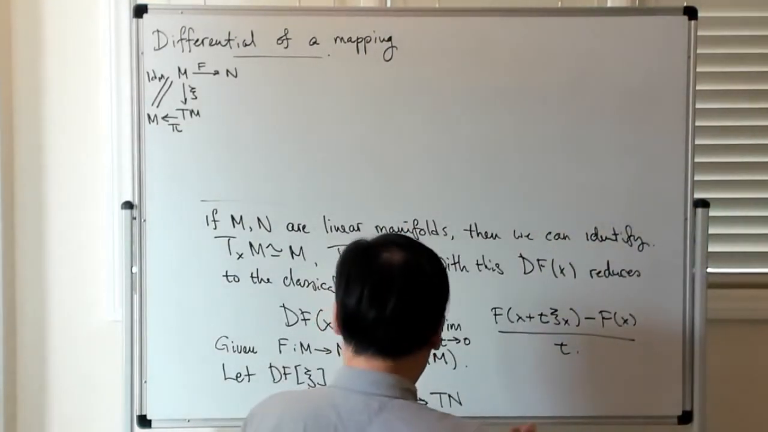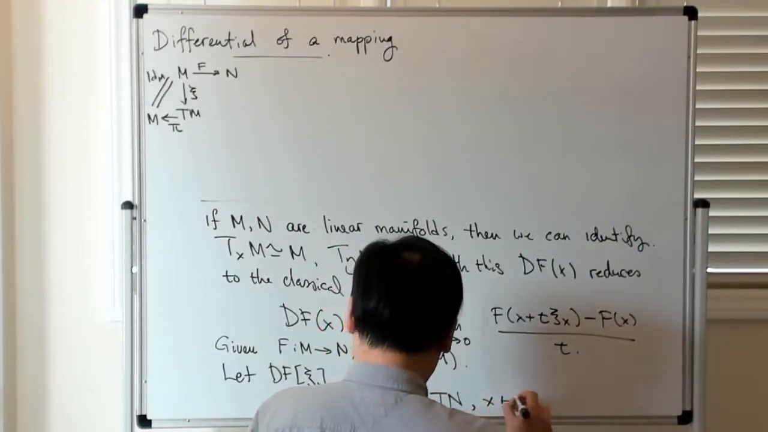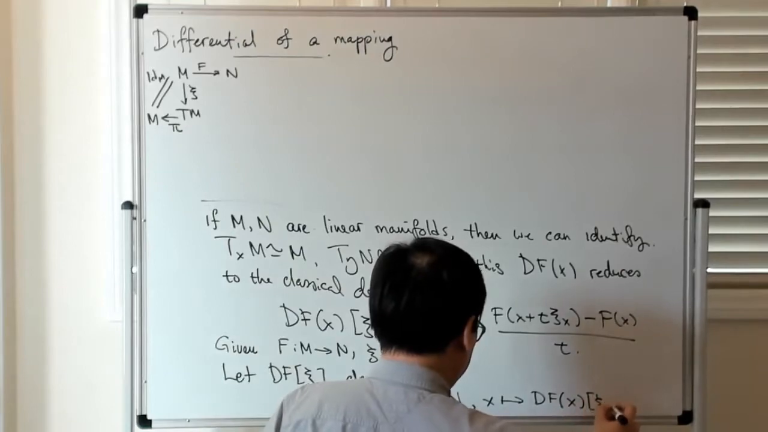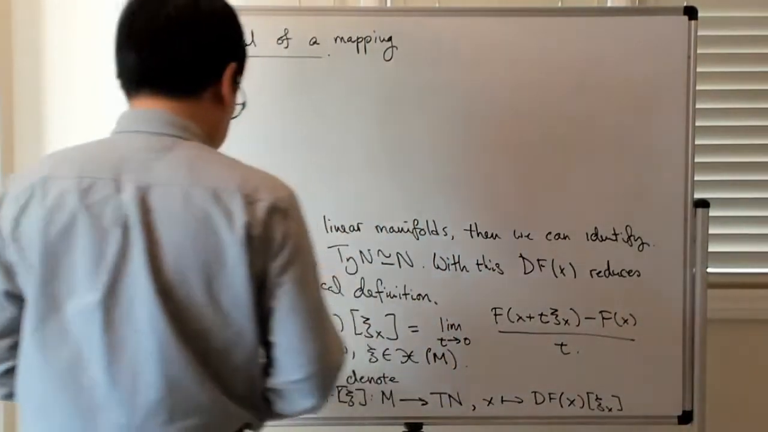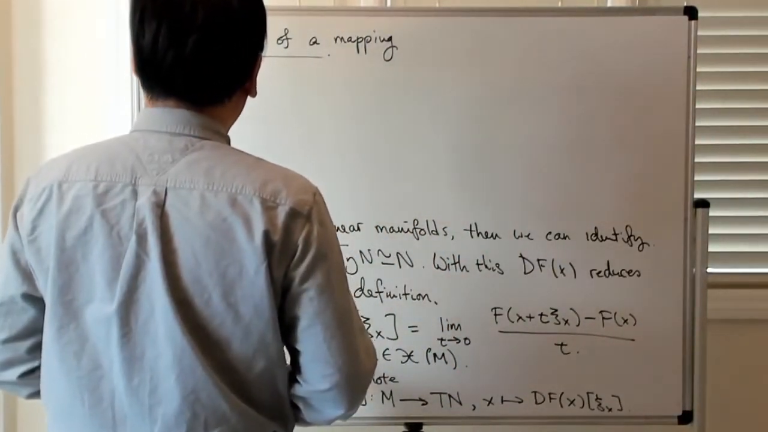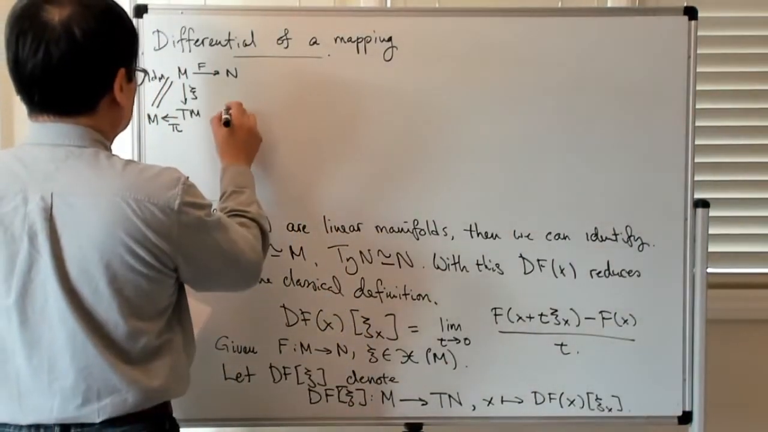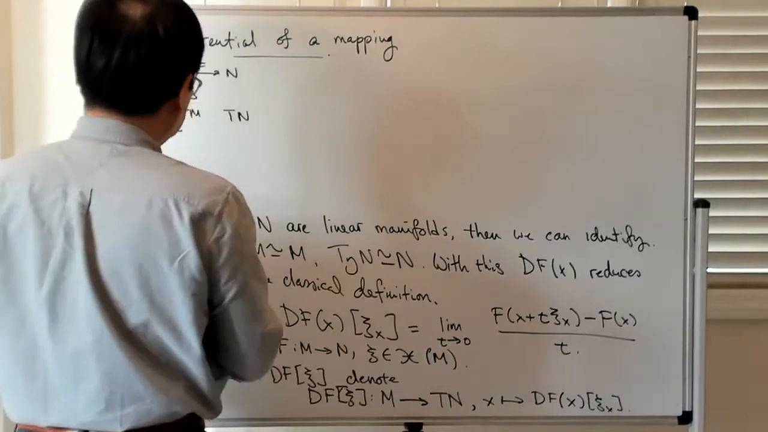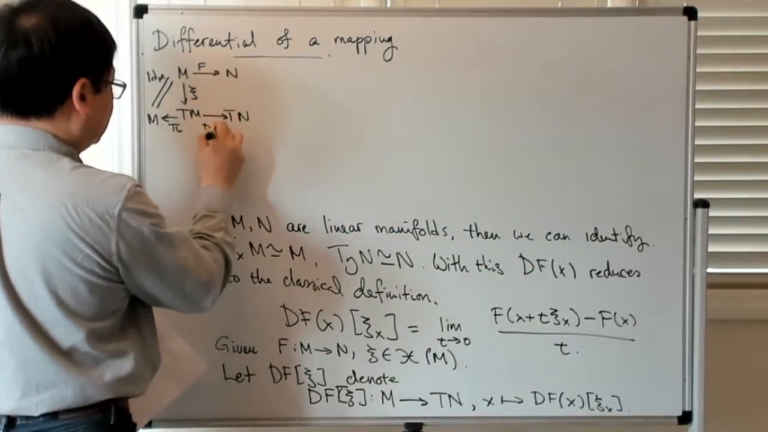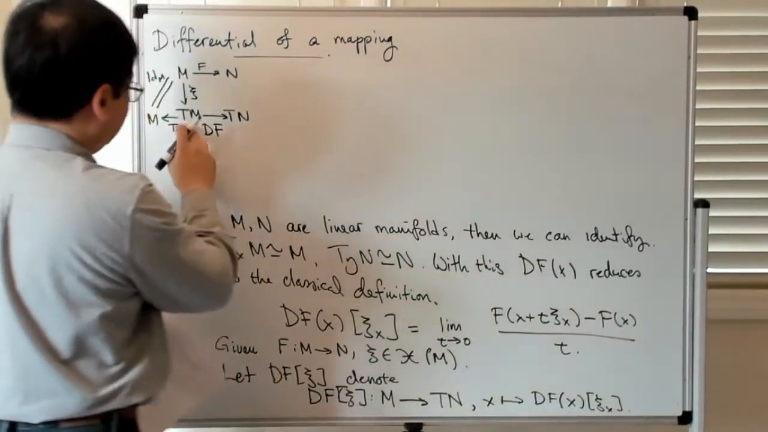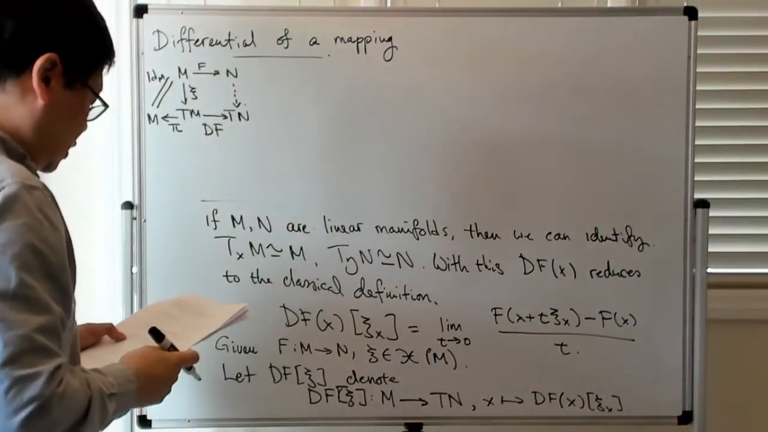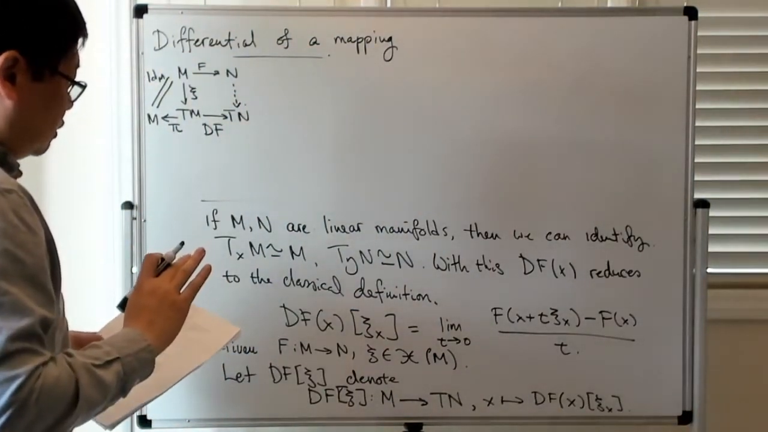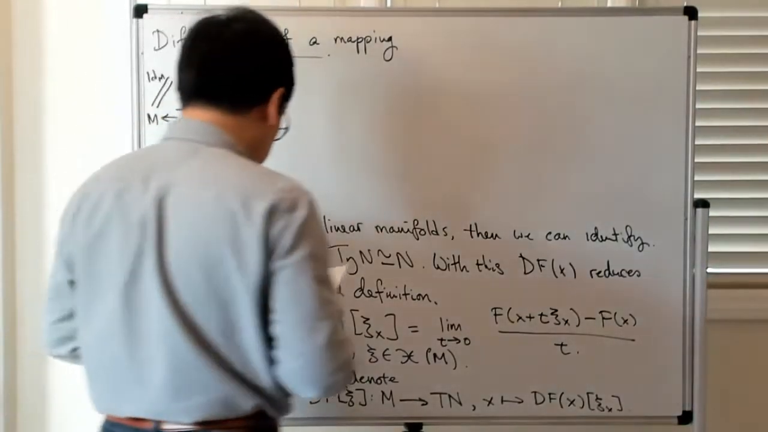And so this maps x to df at x of the vector field X evaluated at the point x. So there's a map to TN here, and then there's the differential df, which maps TM to TN. You can think of that as inducing something like the push forward of the vector field, if you will.